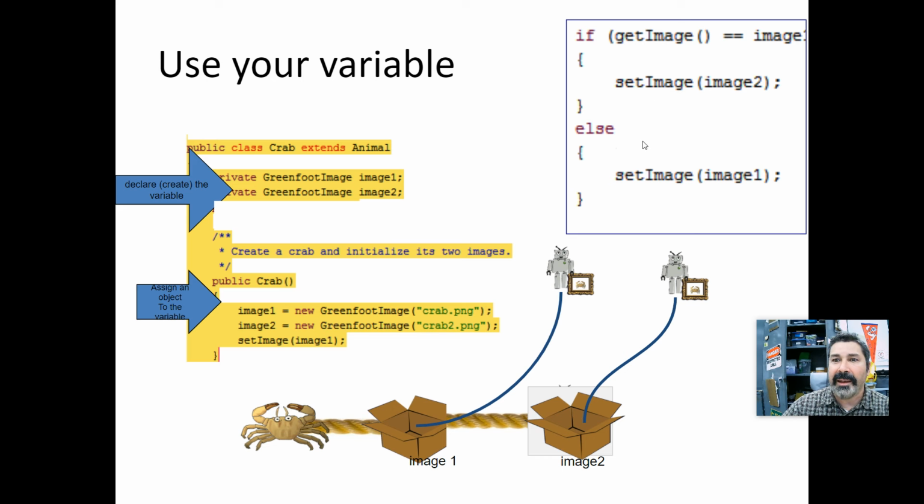And then again, we have right here setImage image2. So when we say setImage image2, this guy hands his image to the crab, and the crab changes its image to look like that. So just wanted to point out that we went through the process of declaring these variables, initializing these variables, and finally we're using the variables to change the image of the crab. Set image image1, we're actually using the variable.